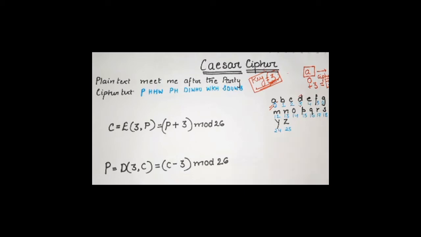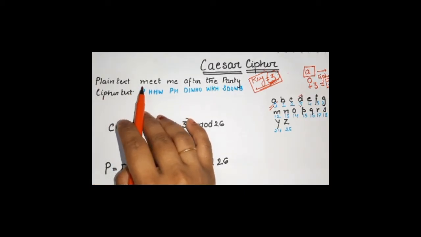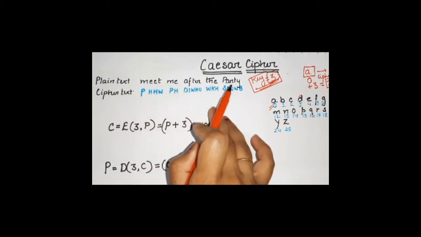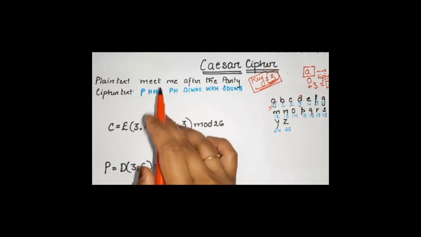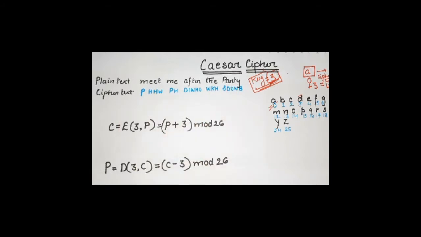I'm repeating this. Okay. So I am going to take up a plain text, which is "meet me after the party". Now this is the plain text. This is the secret message that I want to communicate to somebody else, and I do not want it to go just as plain text. I want it to go in an encrypted form, and I'll be using the technique for encryption, that is Caesar cipher. Okay, let's see what I'm going to do.